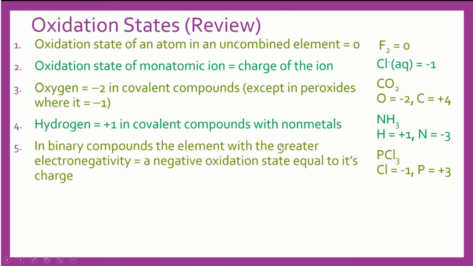If you have neither oxygen nor hydrogen present, but you have a binary compound, then you choose the element that has the greatest electronegativity. Remember, fluorine, almost the top right. It's not a noble gas, but before we get to the noble gases, top right, fluorine has the greatest electronegativity, and it goes to the left and down from there. So choose your most electronegative atom, and it gets the oxidation state that's equal to its charge. So for example, here we have PCl3.